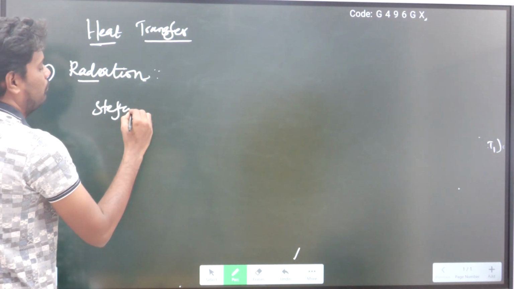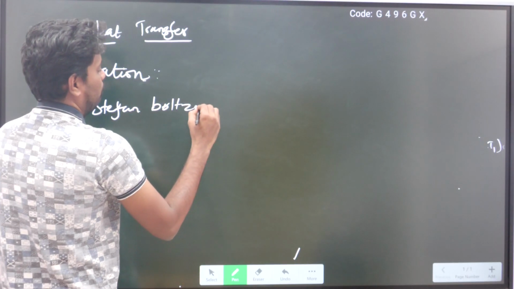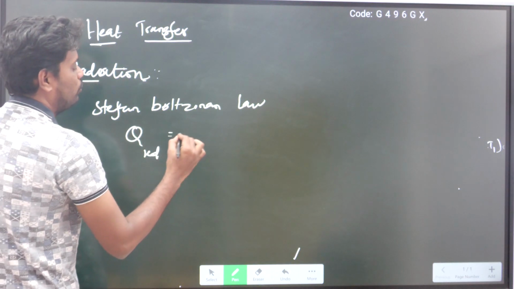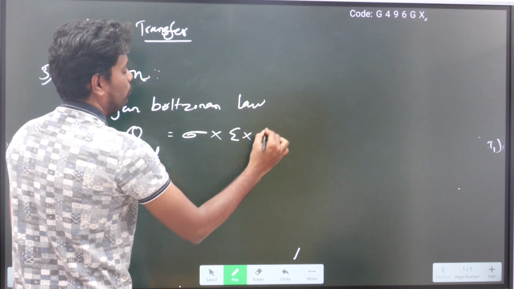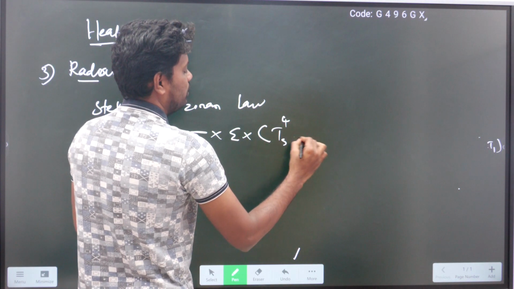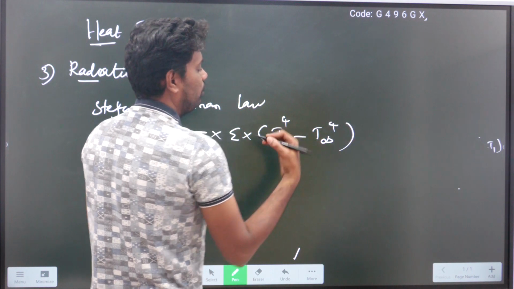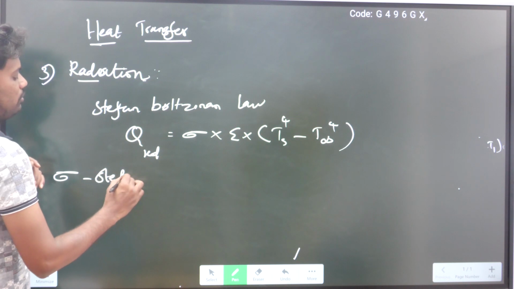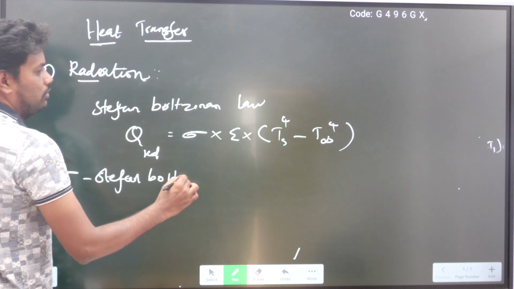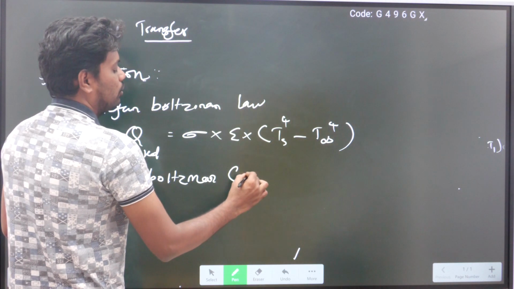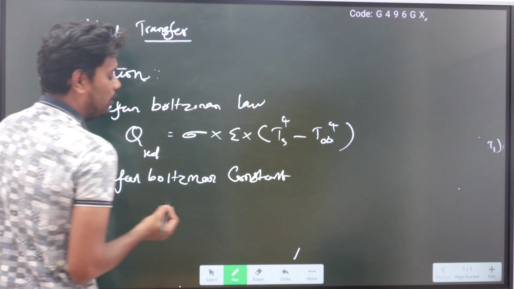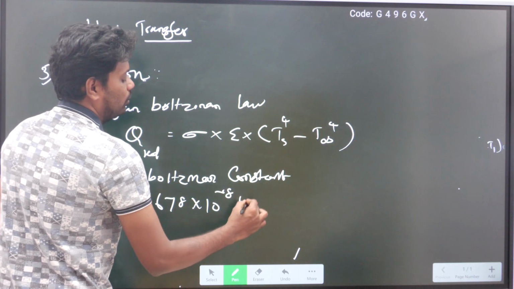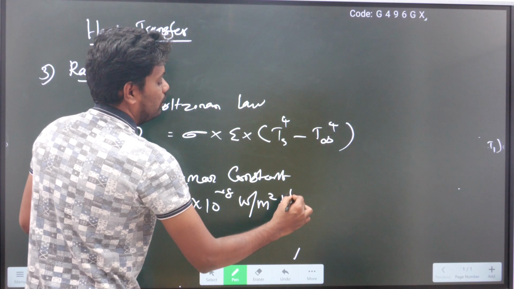Boltzmann law, that is, Q due to radiation is equal to sigma into epsilon into delta T the whole power 4, which is Ts power 4 minus T infinity power 4. Where sigma is the Stephen-Boltzmann constant. The value for that is 5.678 into 10 to the power of minus 8 watts per meter square Kelvin power 4.